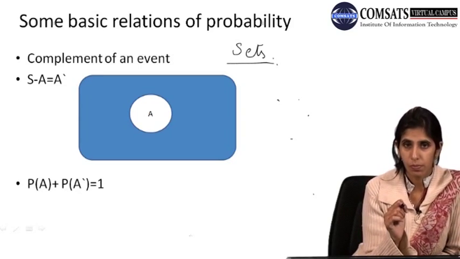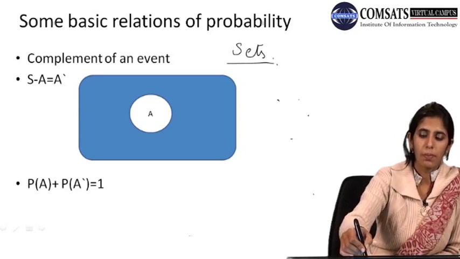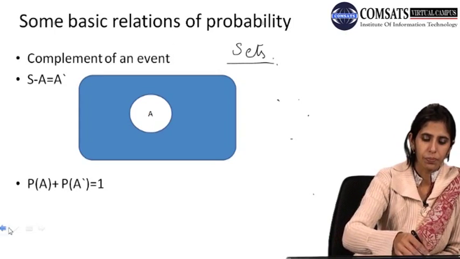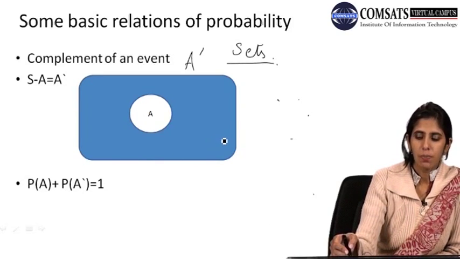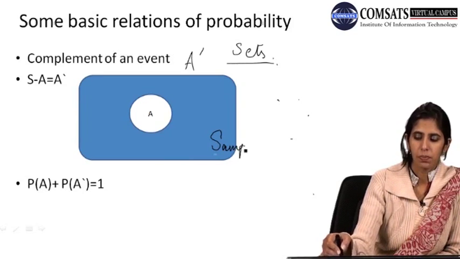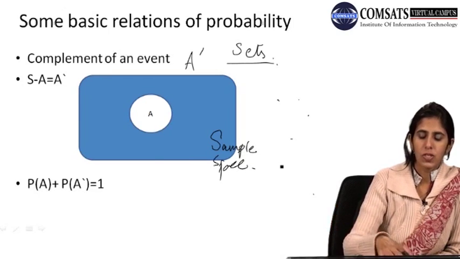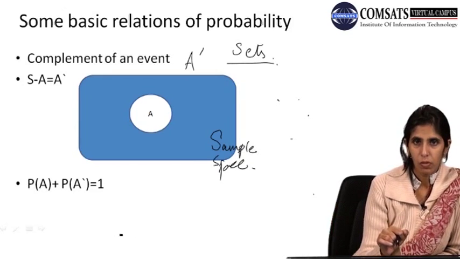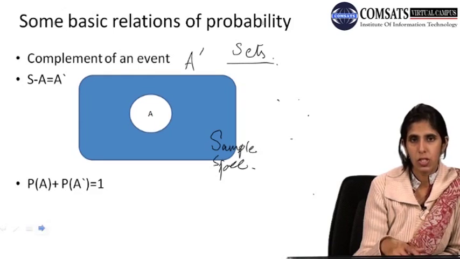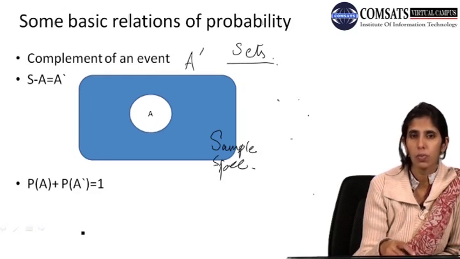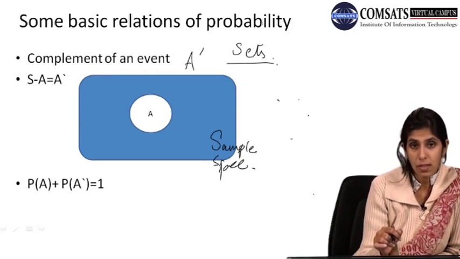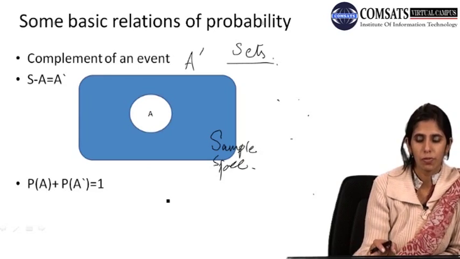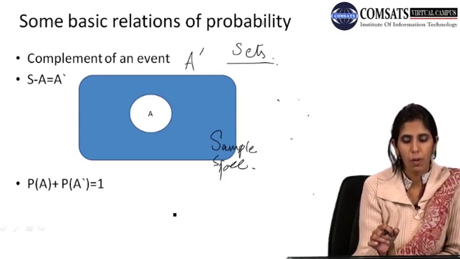The first relationship is the complement of an event, which we also denote as A complement. This particular area mentioned in the blue background is actually the sample space. This is the area of the maximum output which can be seen, the possible outcomes of any event, the maximum range or domain of any probability. In that domain, an event occurs, which is event A. So the probability that this particular event will not happen is known as the complement of event A, described in the form of S minus A.